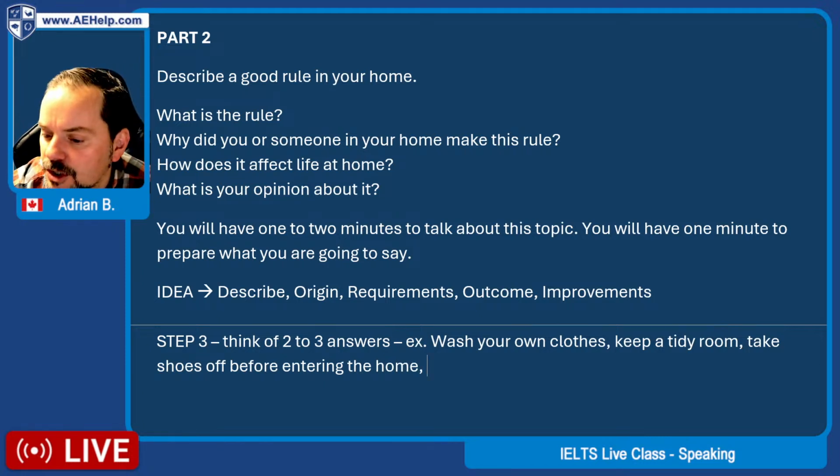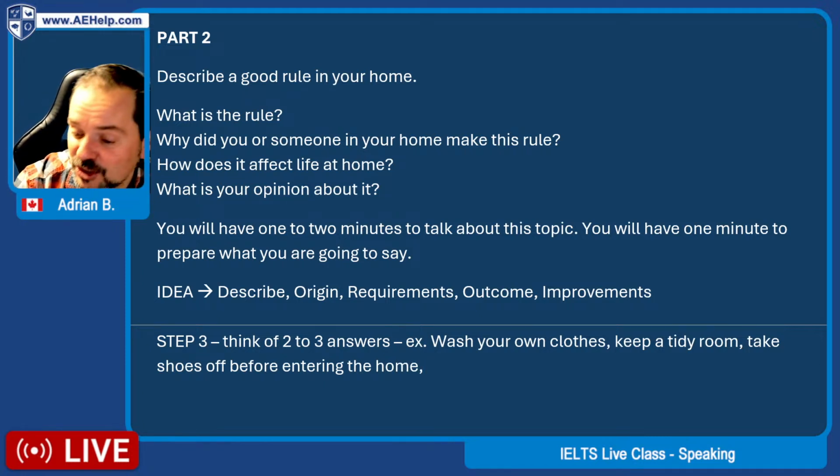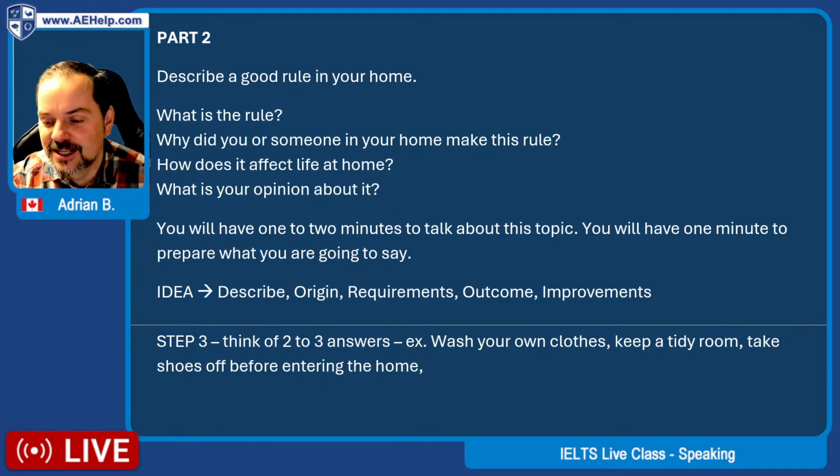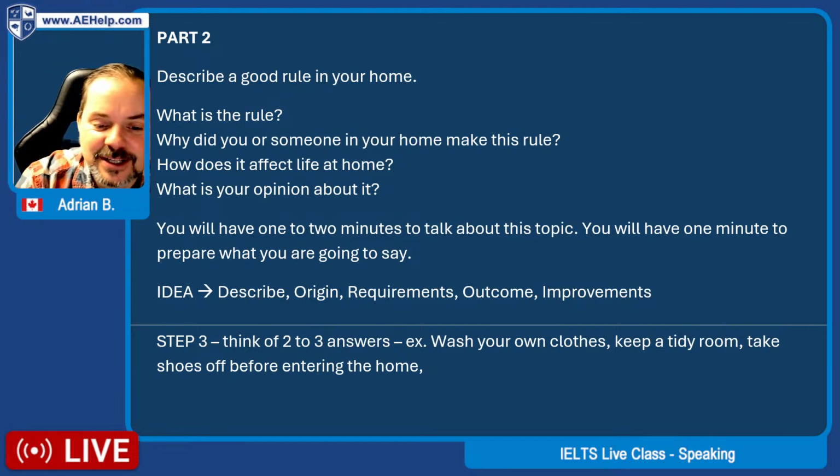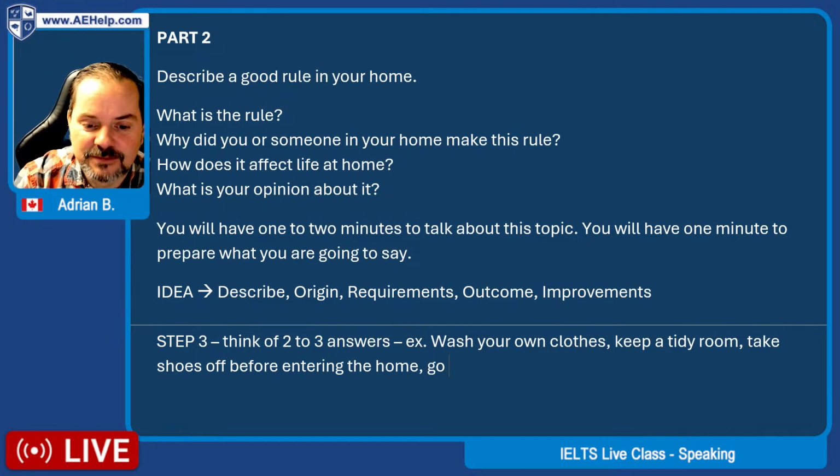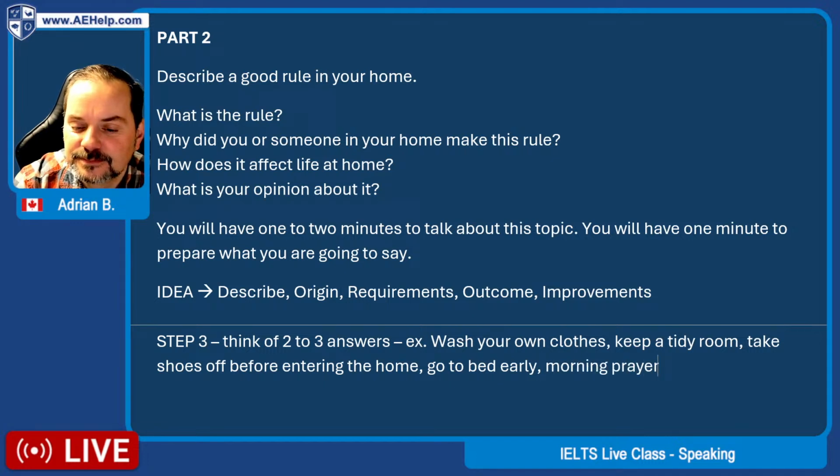Okay, sure. Ghazi says go to bed early. Yeah, and if you're like Ghazi or me and you have children, that's an important one, because every day becomes difficult with tired kids, right? Ghazi, go to bed early. Nat says morning prayer. Yeah, or a bedtime prayer for some people, sure.